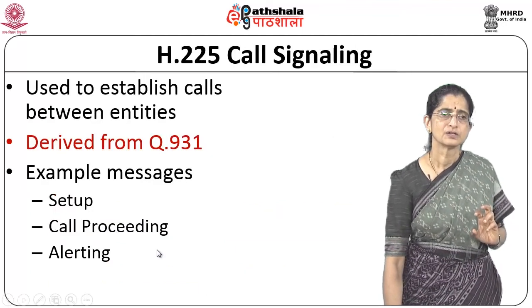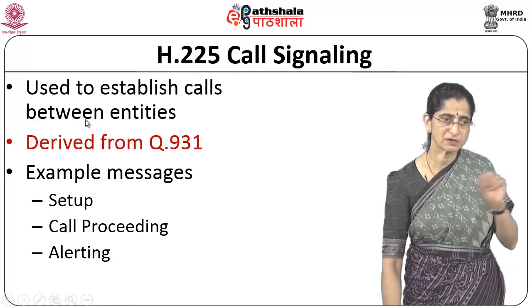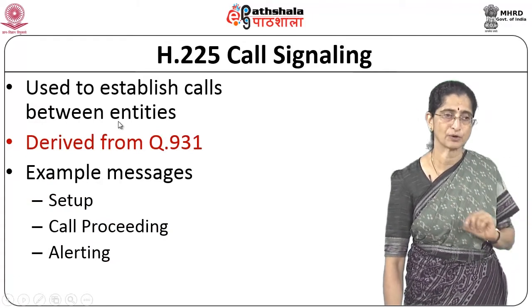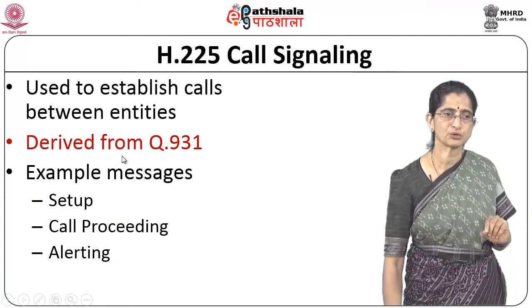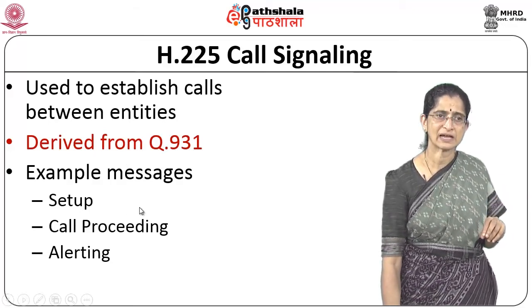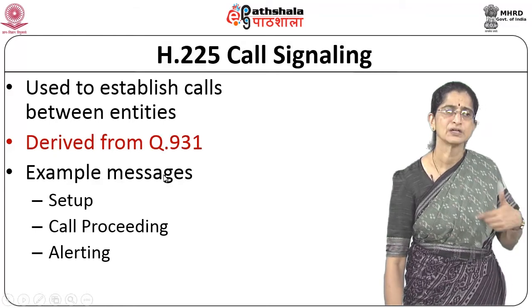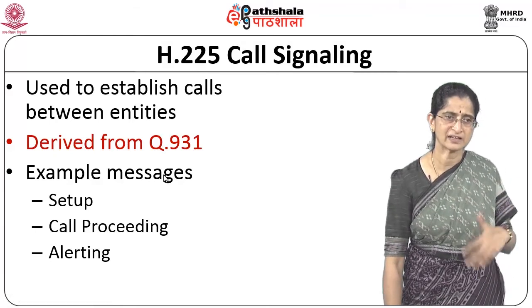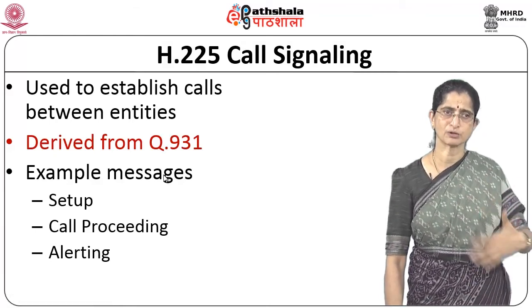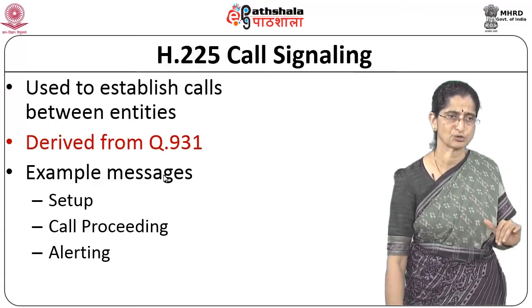If you look at the H.225 call signaling, it is used to establish calls between the two endpoints. It is actually derived from the Q.931 protocol. So the example messages you will have here are very similar to what you would normally have in Q.931. You will have setup, call proceeding, ringing, alerting, right? Those are the kind of messages we normally talk about when we talk of call establishment, and you will find them in H.225.